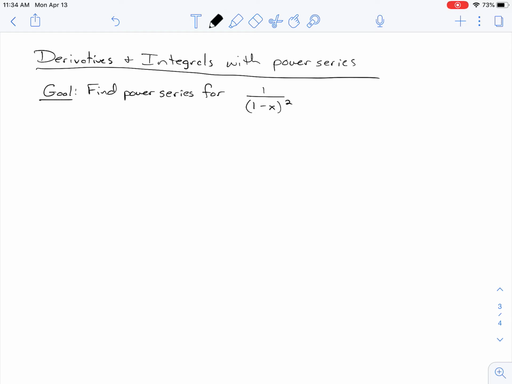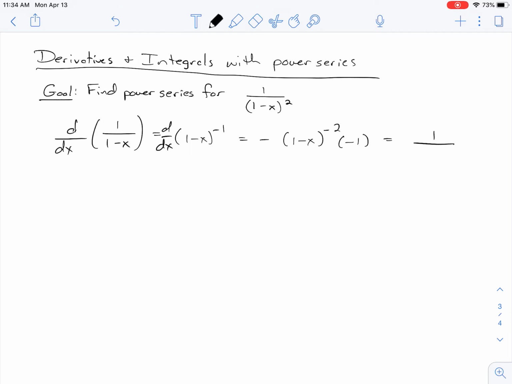But notice this: if we take the derivative of 1 over 1 minus x. I'm sorry, we're not taking the derivative of this, we're taking the derivative of this function. Where did it come from? Well, it's the one that just happens to give us the thing we want here. If you take the derivative of this, you've got 1 minus x to the negative 1. So you get minus 1 minus x to the negative 2. And then chain rule says multiply by negative 1. So we get 1 over 1 minus x squared.